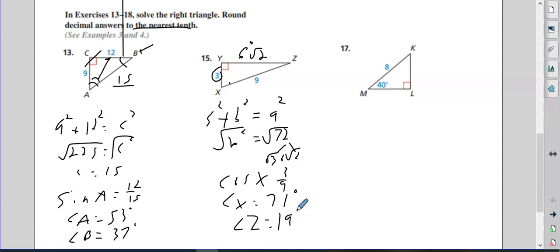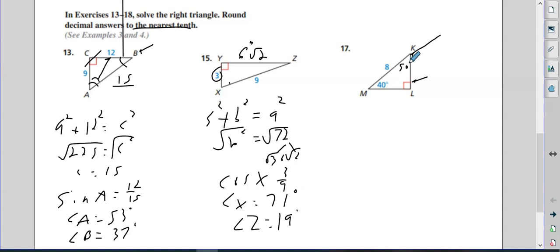If we would have done 70.5, then we would do 19.5. Okay. Number 17. We only know one side and one angle. But we kind of know this angle because it's 90 minus 40. Because we use 90 here, that means this is 50. And now we're just going to work backwards.